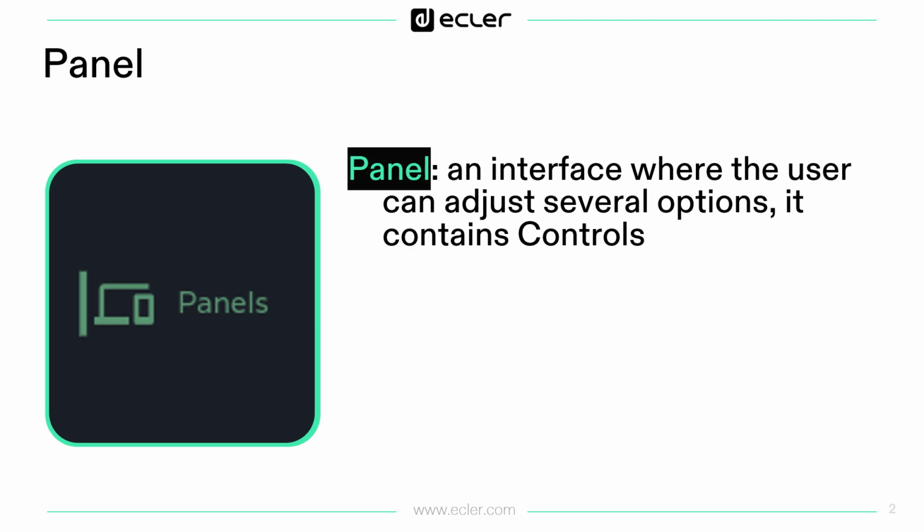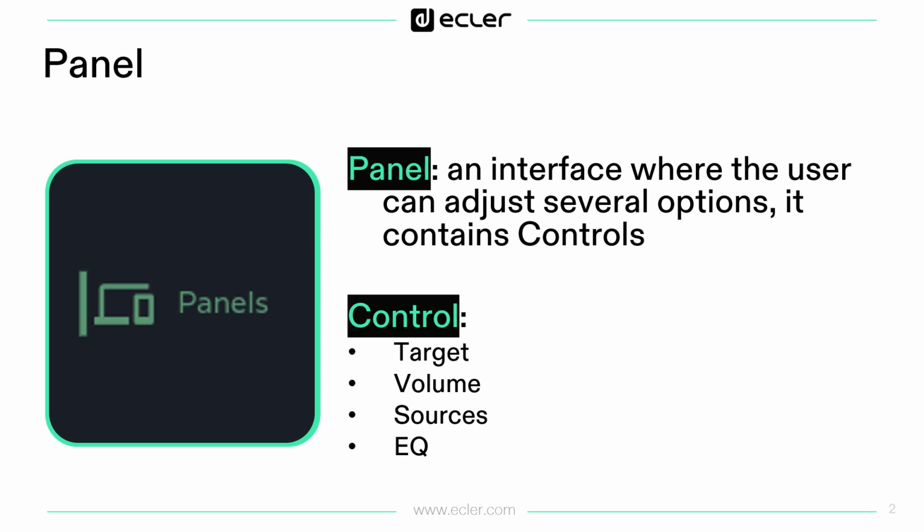In this chapter, you are going to see how to create panels for users. A panel will contain several controls that will allow a user to adjust them to his taste. Depending on what signal it is controlled, the target, the installer can allow the user to adjust volume, sources, or EQ.